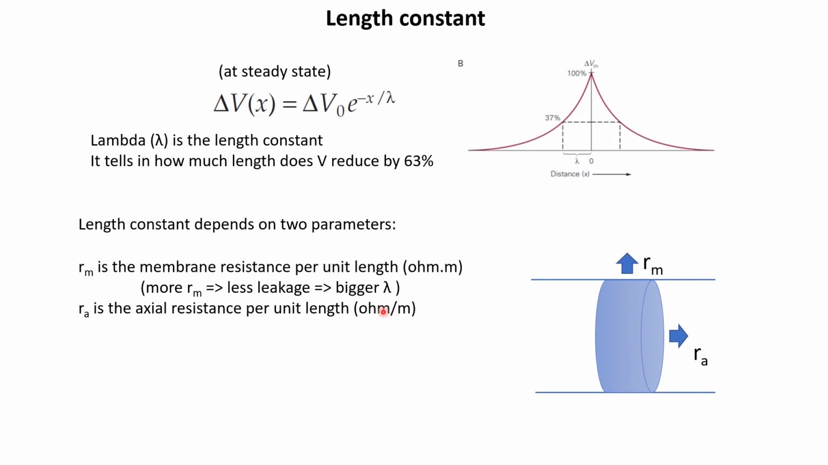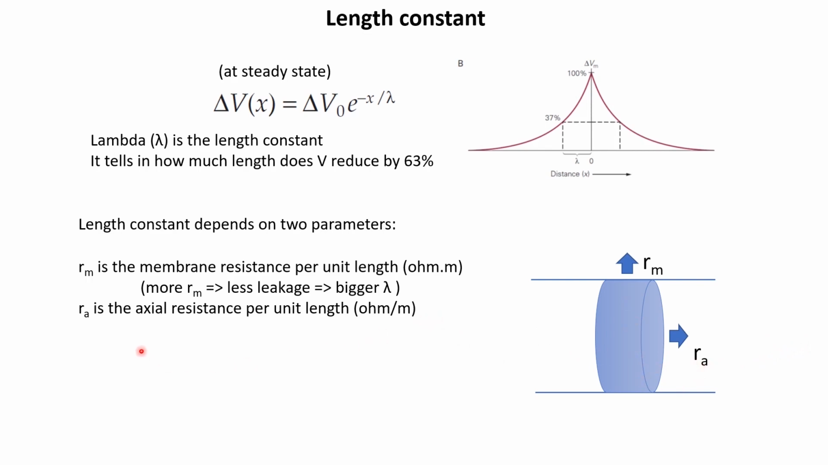Now Ra is the axial resistance per unit length, and as we increase the length, the current encounters more hindrance, so the resistance would increase as we increase the length. Resistance of a length L will be Ra times L, where Ra is the resistance per unit length. So the unit of Ra would be ohm divided by meter, and when we multiply it by the length, it becomes ohm. So the final resistance of any piece of neurite will be in ohm.